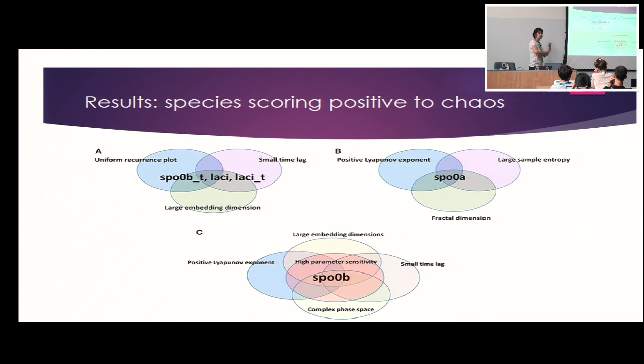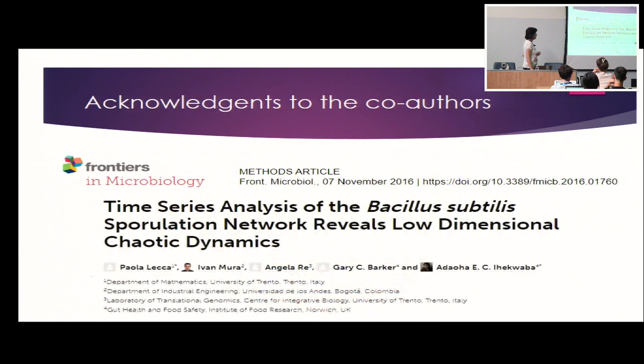So at the end of this long processing, the tool is able to say, look, for example, SPO0B, LacI, LacI T, SPO0B and SPO0A are the key drivers of the chaotic dynamics. So you have a large network, but only those components have a chaotic dynamics. So this is the final output of the Chaos Solver.